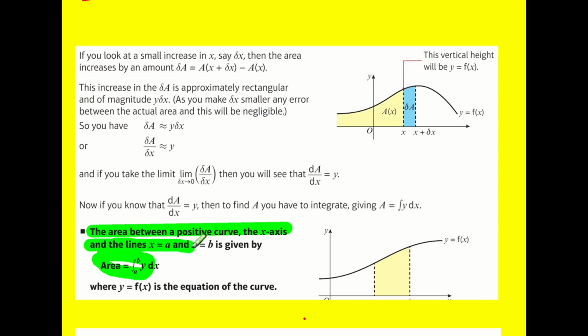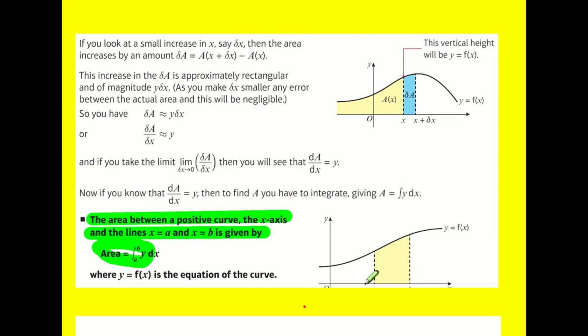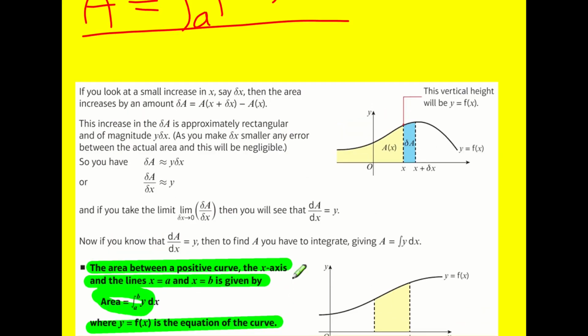Another lesson. And the lines x equals a and x equals b. Okay, these are, I've cut them off, but here's a and here's b. Then the area is given by this, where y equals f of x is the equation of the curve. We're going to do some examples of that.